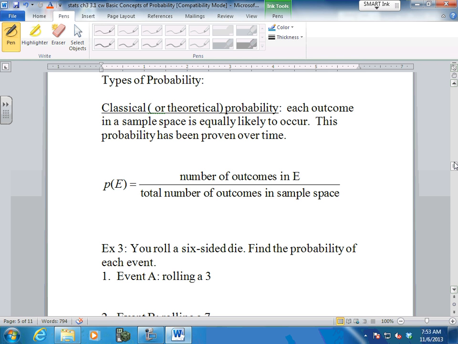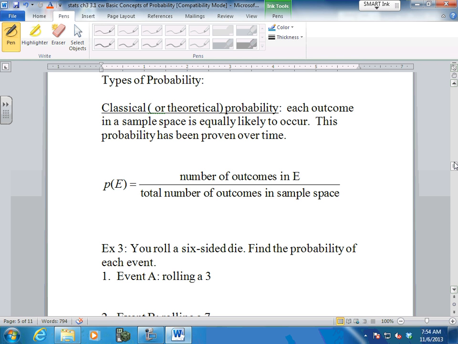And your law of large numbers will get you closer and closer as you keep flipping your coin. We're going to do this tomorrow. We're going to flip coins in here and then pull all our answers together and see if we get closer to the theoretical probability. It's a good way to kind of understand that.